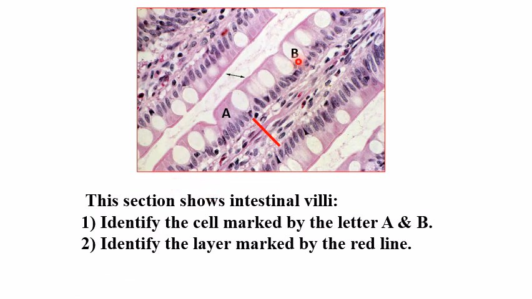Okay, dear students, what is this? Should I say this is a section in villi? Yes, I can say that. Why? Finger-like projections with spaces between them, so it is villi. A is the enterocyte, B is the goblet cell, and the red line is the connective tissue corium.